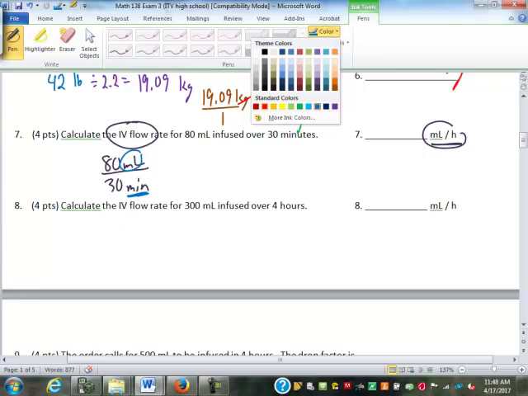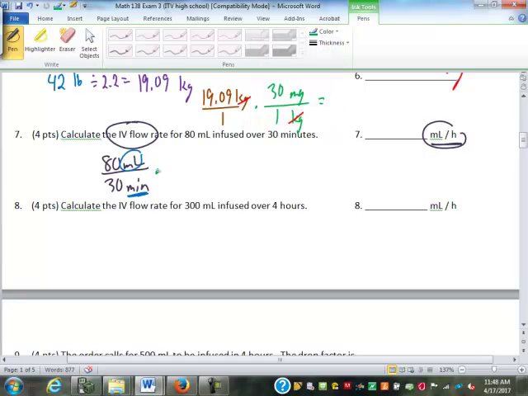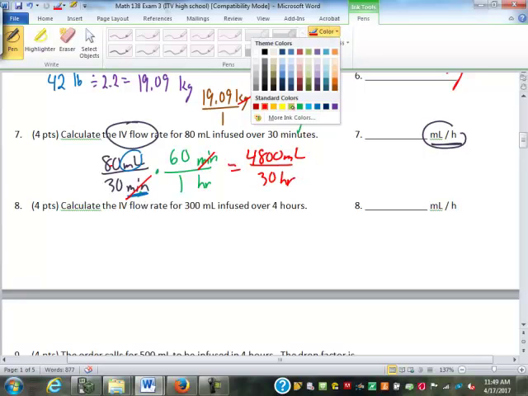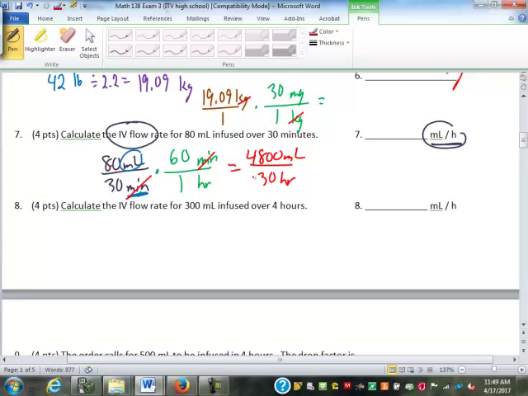So all we need to do here is get rid of the minutes and convert it to hours. So we're going to put minutes on top so they'll cancel out, hours on bottom. 1 hour is 60 minutes. So the minutes cancel. 80 milliliters times 60 is 4,800 milliliters. 30 times 1 hour is 30 hours. And now we just divide out. 4,800 divided by 30 is 160 milliliters per hour.